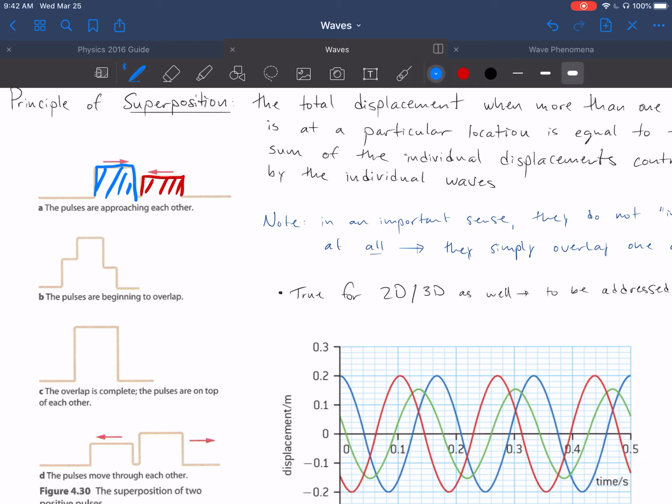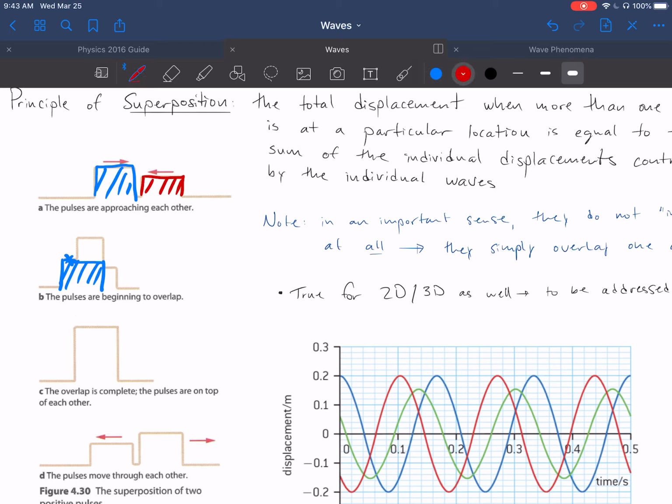And when they partially overlap, we can see that the principle of superposition tells us that at any point along the wave, at a particular location, the total displacement will be the sum of the individual displacements provided by each of the wave pulses. So at this point right here, the only wave that is contributing to the displacement is the blue wave. And so there is a displacement exactly equal to the amplitude of the blue wave.